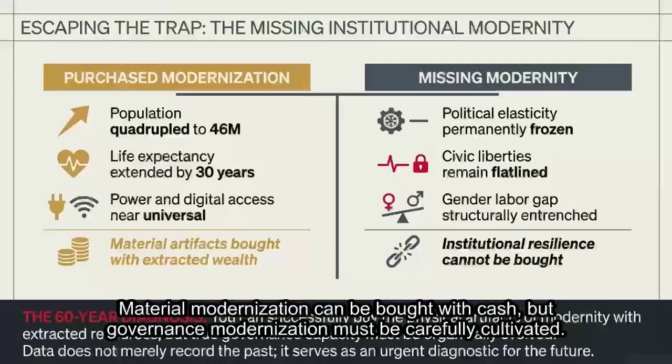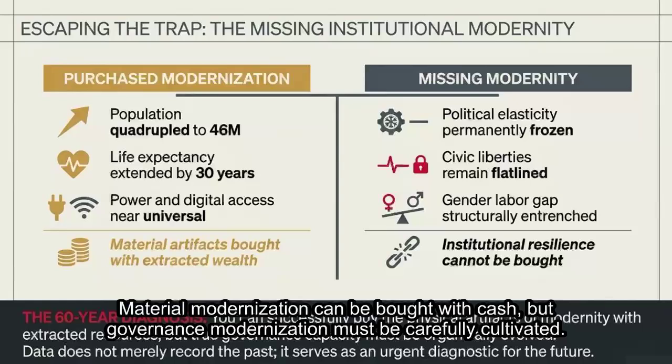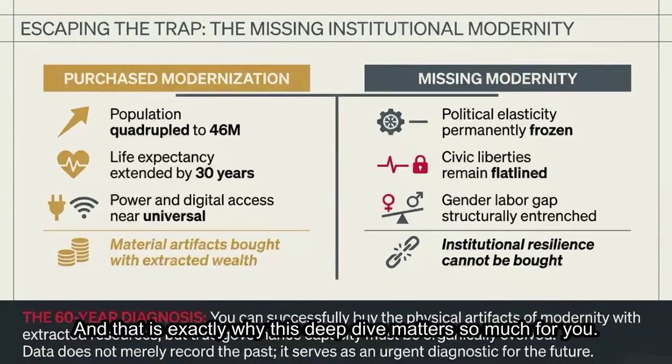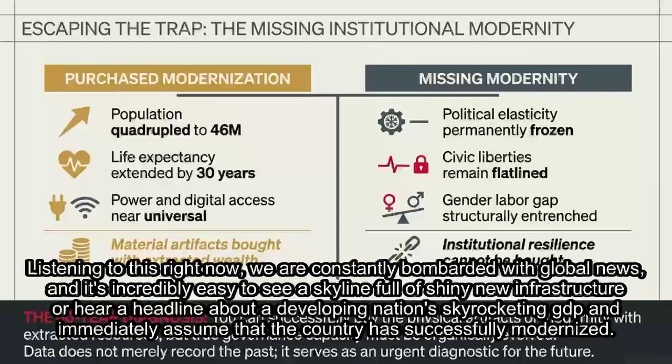Which leads to the final, definitive academic verdict of the source report. Material modernization can be bought with cash, but governance modernization must be carefully cultivated. You cannot import the rule of law on a cargo ship, and you cannot build a vibrant civil society just by writing a check.